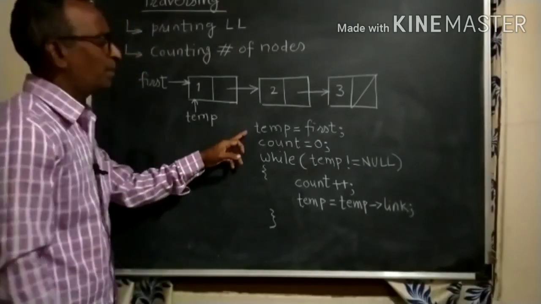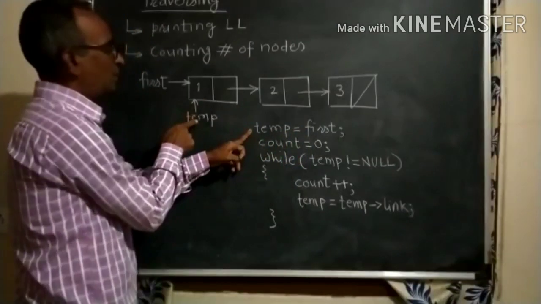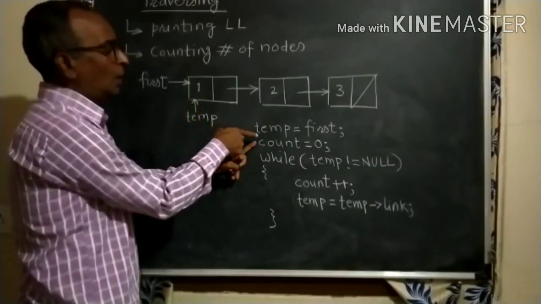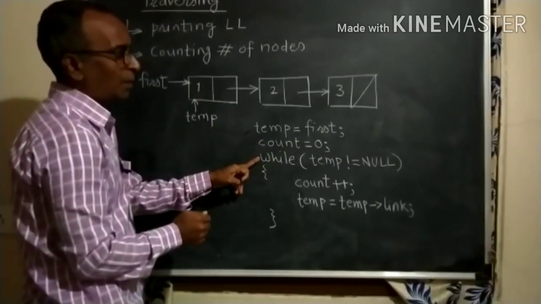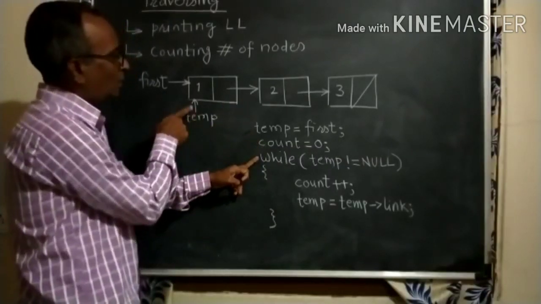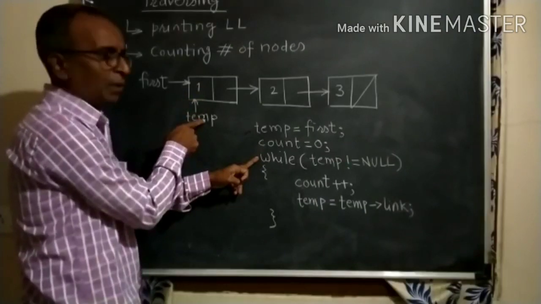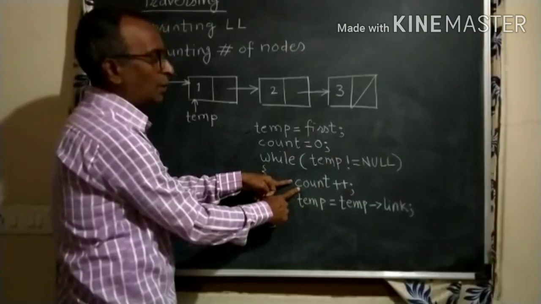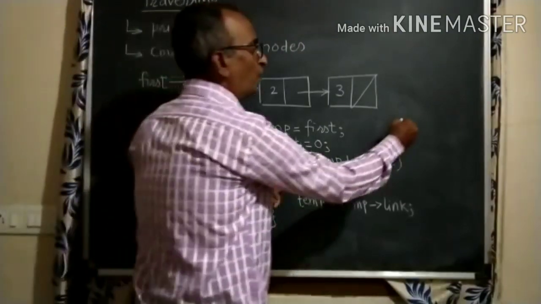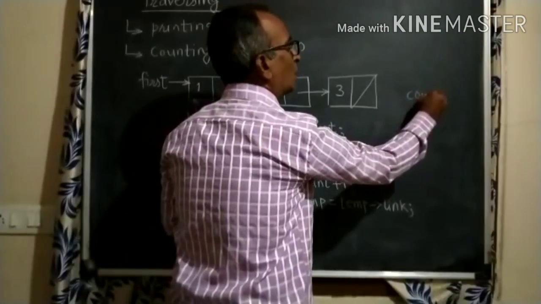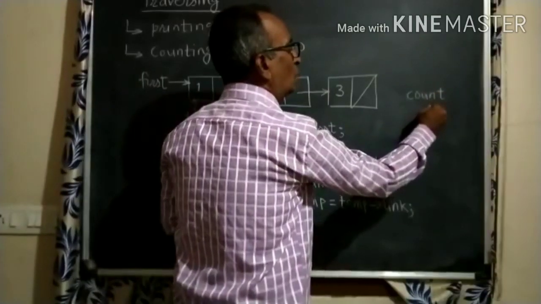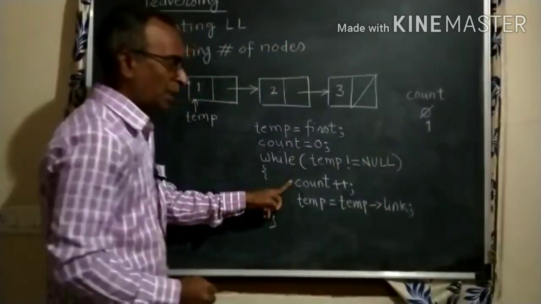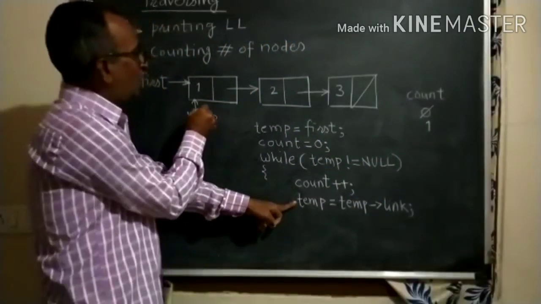What will happen? See, first is given to temp. So temp also points to first node. Control comes here. Count initially is 0. While temp is not null. Whether temp is null here? No. When this condition is true, it will come inside. Count initially was 0. Now it will be incremented to 1. Then temp is given temp's link.